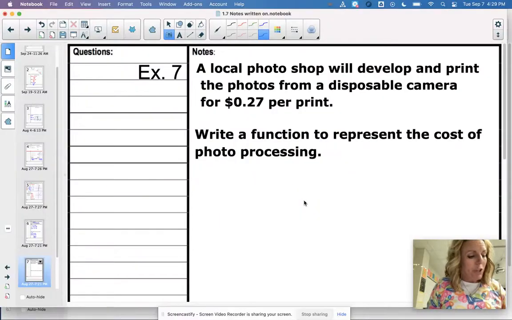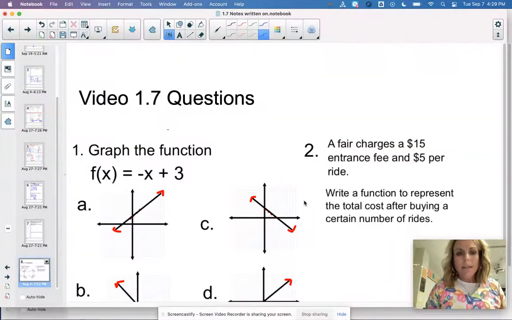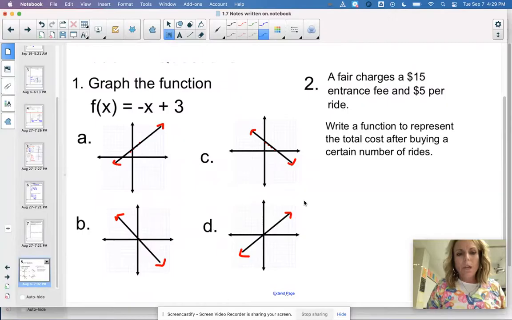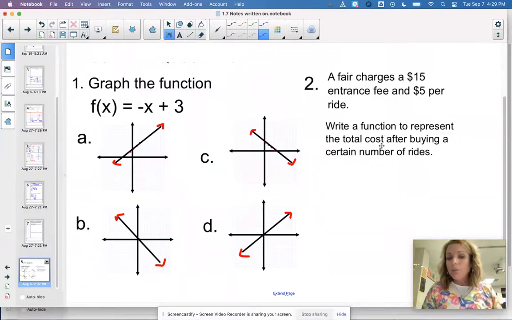Example 7, we're going to do in class. And these are the video questions. I'm going to scroll down. So what you should do is on number 1, we're going to graph the function. You're basically going to pick, is it A, B, C, or D, the graph of this function. And then you're going to do the word problem. You're going to write a function to represent the total cost after buying a certain number of rides. Pause the video and answer those 2 video questions in your notes.